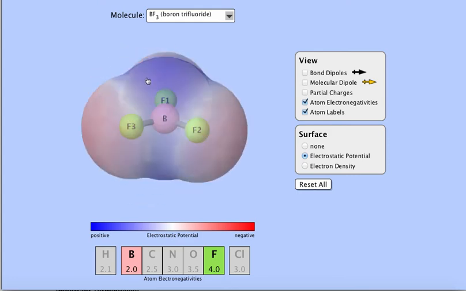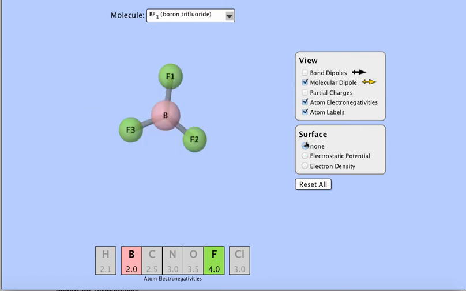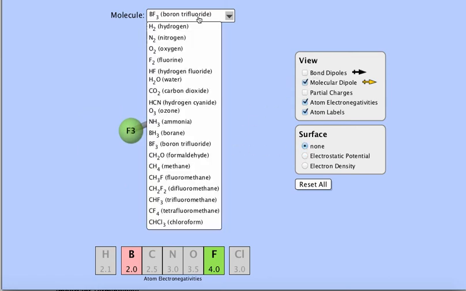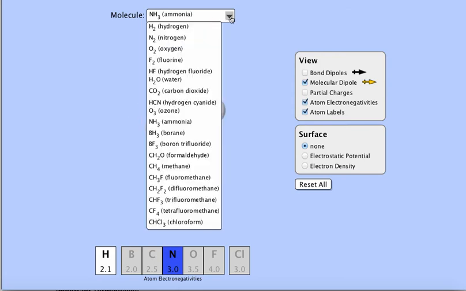So we would call this molecule nonpolar because it has no net molecular dipole. Okay? There you can see no net molecular dipole. Whereas if we switch to ammonia, there we've got a net molecular dipole. So we can use that molecular dipole as a way to help us understand when a molecule is going to be polar or not.